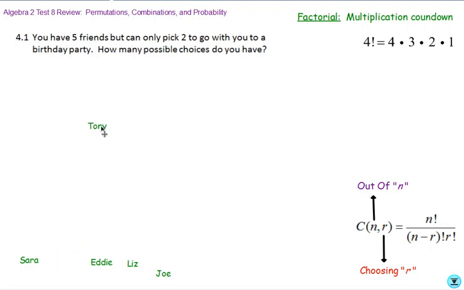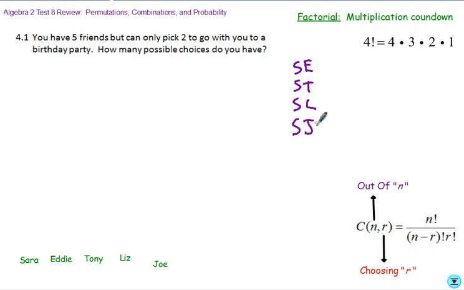So once you've established a pair, it doesn't really matter the order that you put that pair in, because Tony and Eddie is the same thing as Eddie and Tony. Now there's maybe kind of a long way we can think of this, and then we'll look at the short way of looking at it. But if you didn't know any other fancy math ways to do this, you could just start out a list, and we could say, well, let's say Sarah and Eddie, or we could do Sarah and Tony, Sarah and Liz, Sarah and Joe, right?